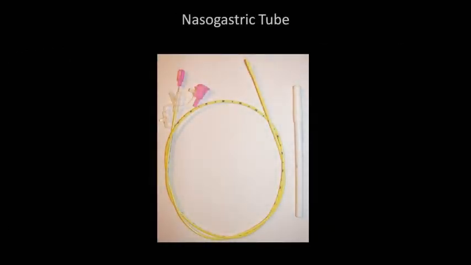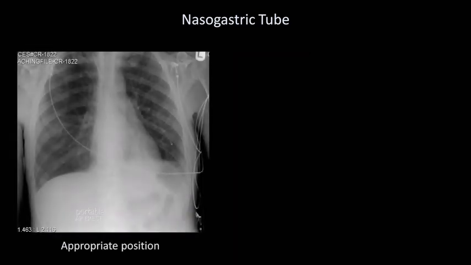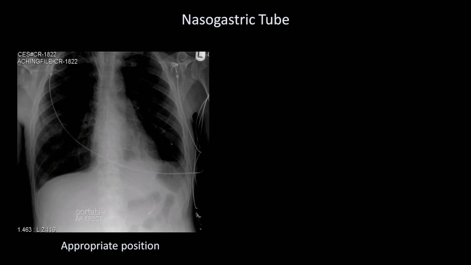Next are nasogastric tubes, which, as their name implies, are flexible tubes which enter the patient via the nares and are advanced into the stomach. Here's an example X-ray. It may be hard to see the tube at first until we adjust the contrast and brightness a bit. And there is the radio-opaque tip.